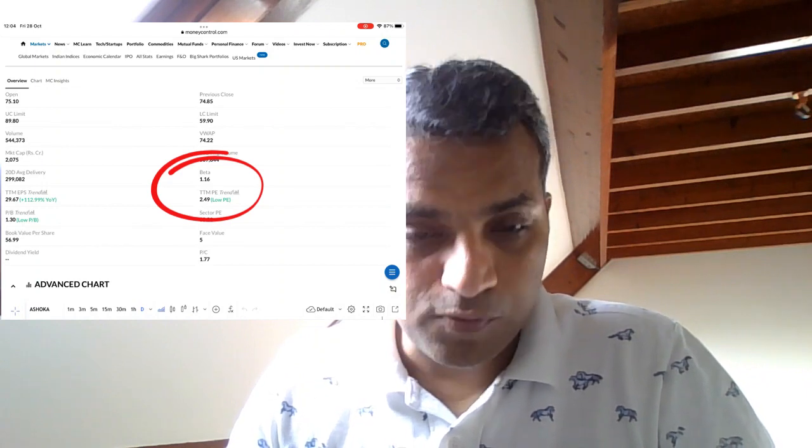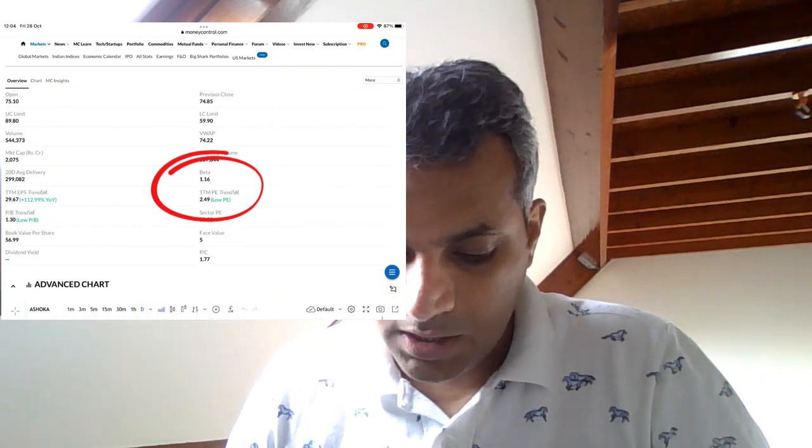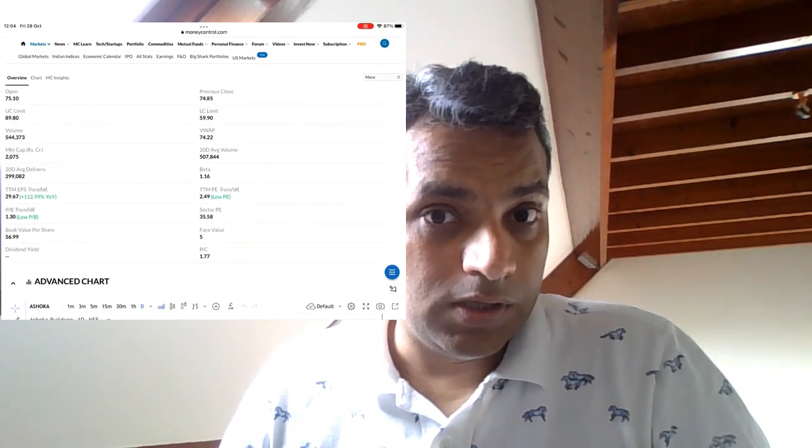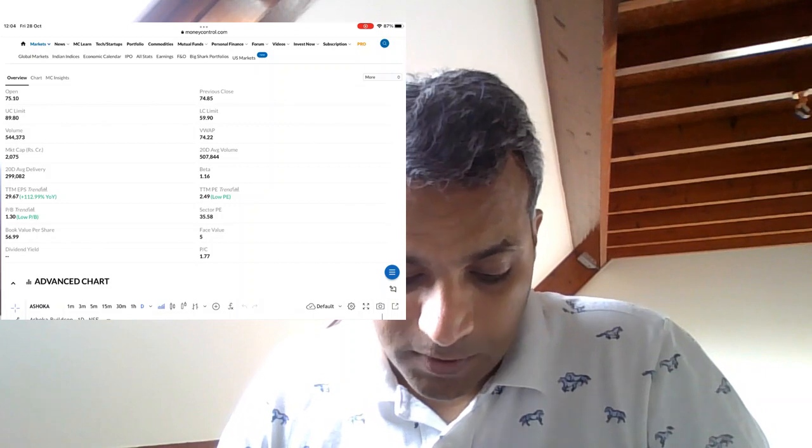Then the second is price earning. You see here it's 2.49. That's a very low PE, and that is really good for Ashoka Buildcon because that shows it's not an overpriced stock.